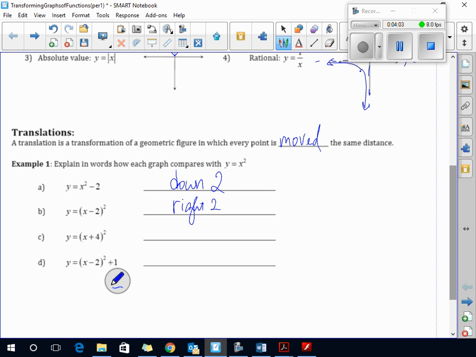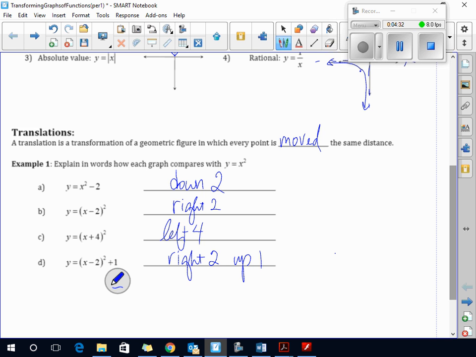Okay, next one. There are 2 things happening. What's happening? Yeah, right 2, up 1. Now, somebody said up 1, right 2. Is that okay? Does it matter if you start here and you go right 2, up 1, or if you go up 1, right 2? Will you get the same spot? Yeah, it doesn't matter the order. X moves have nothing to do with the Y moves, okay?